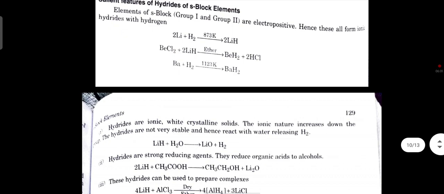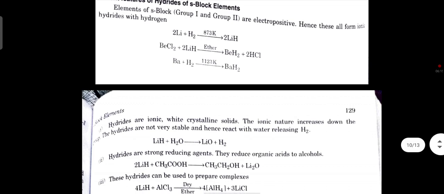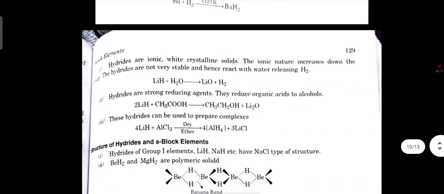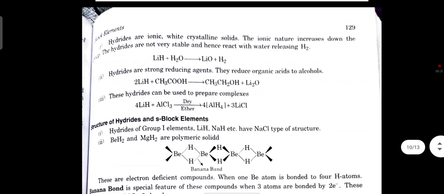Salient features of hydrides of s-block. The elements of s-block, group 1 and group 2, are electropositive. Hence these all form ionic hydrides with hydrogen. The hydrides are ionic white crystalline solids. The ionic nature increases down the group.